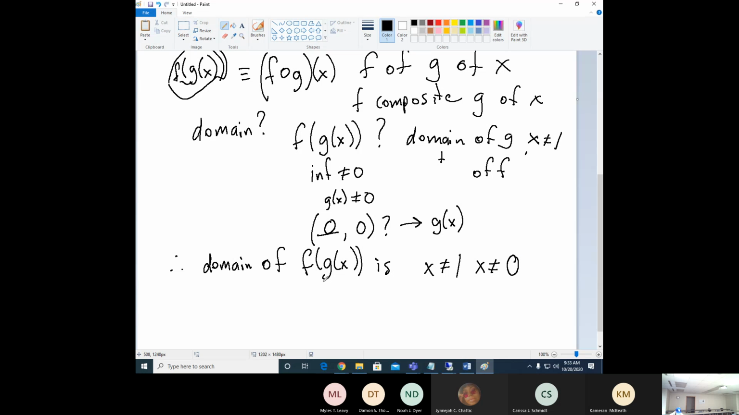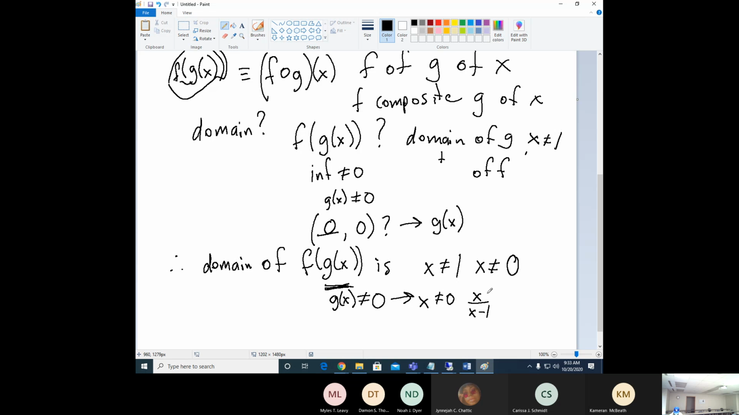But see how I had to figure that out? I know f can't take 0, so therefore there's an illegal value of x whenever g of x is 0. We've got to make sure g of x is never equal to 0. Well, that means that x can't be 0. That's because g of x is a simple function, x over x minus 1.